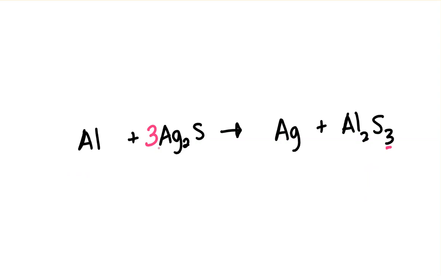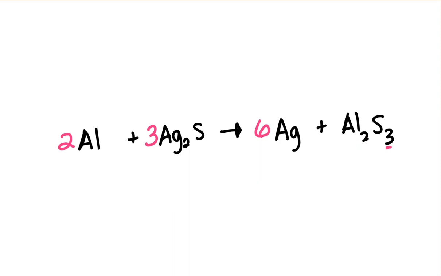And that just affected my silver. So I will do silver next. How many silvers do you see there? I see 3 times 2, that's 6. So I need to add a 6 here. And then I haven't balanced aluminum yet, so let's balance aluminum. I have 2 aluminums here. I need a 2 there. And so that is balanced.